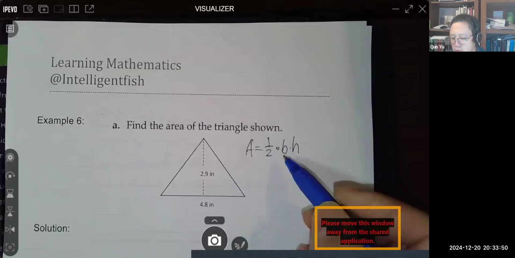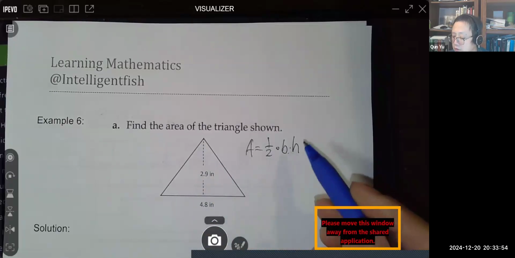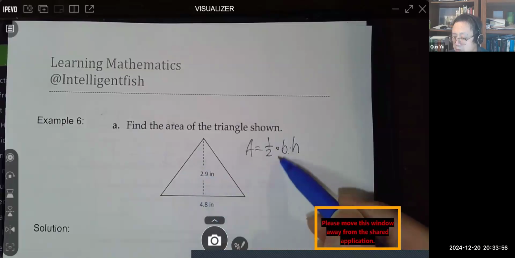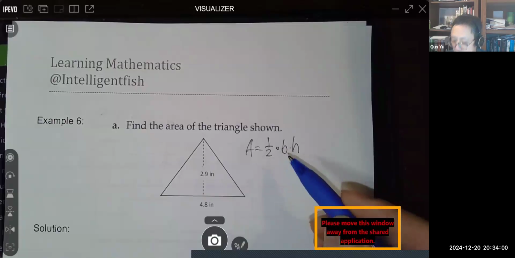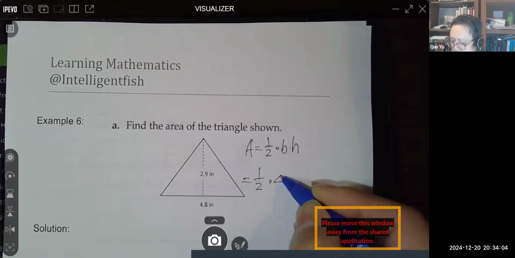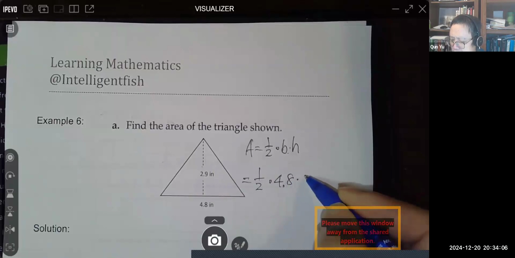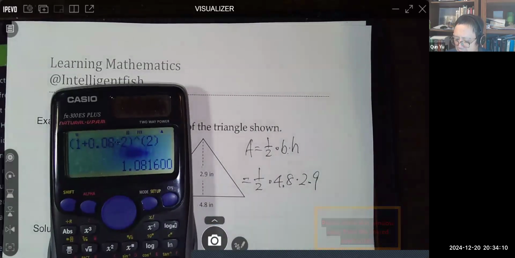Make sure these two are perpendicular. It's not just 2 letters. Even if you get 2 letters with the same labels, B and H, if they are not perpendicular, you cannot use this formula. So in this case, half times base, 4.8 times 2.9. So half is 0.5 times 4.8 times 2.9.